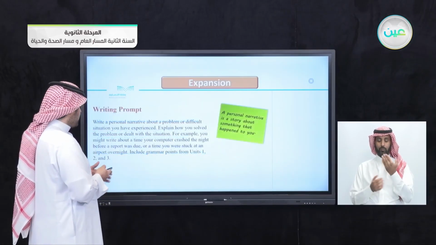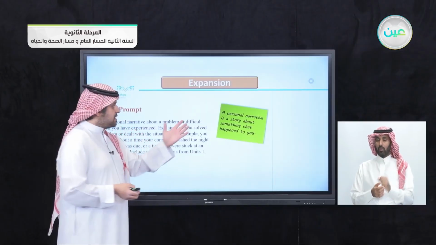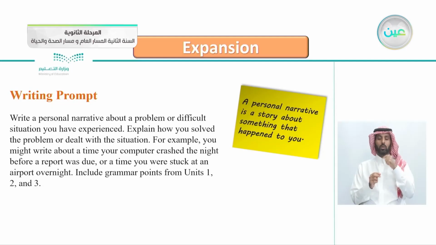Excellent, you were correct. Here's a writing prompt, but before we do that, this is a note here. Let's read it together. A personal narrative. What is a personal narrative? It's a story about something that happened to you. When you write a personal narrative, you write about a story that happened to you. So here's the writing prompt. Write a personal narrative about a problem or a difficult situation that you have experienced. Explain how you solved the problem or dealt with the situation.